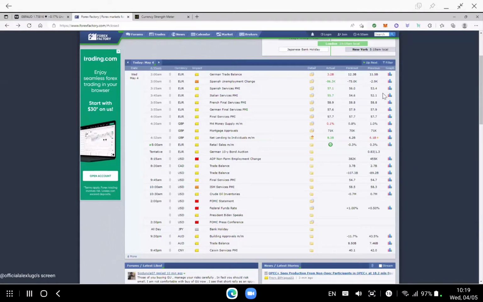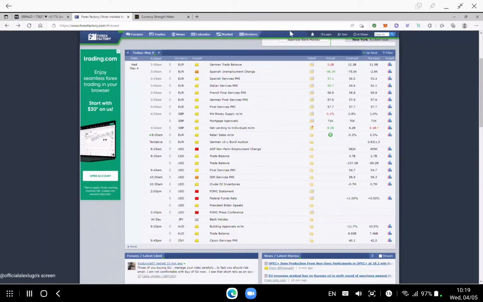Okay, so these are all the planned news events. Tons of news during NFP week. Okay, ton of news. So be careful of that.